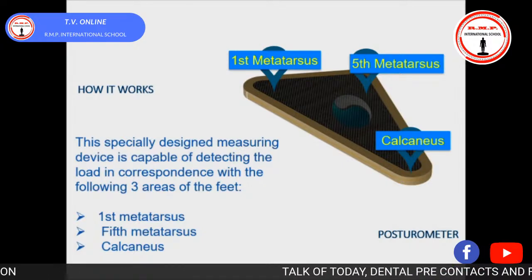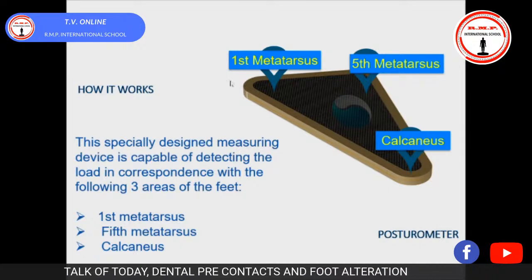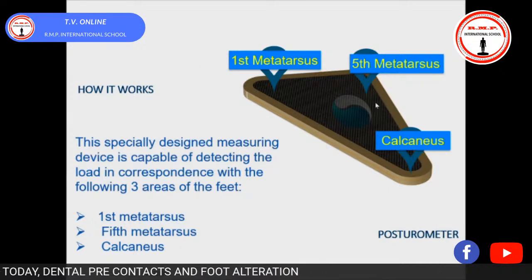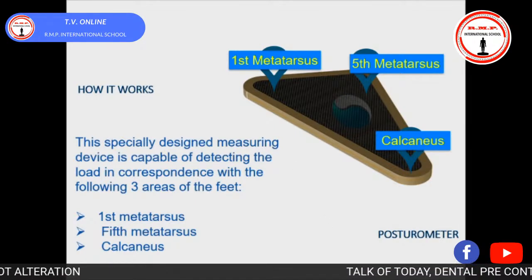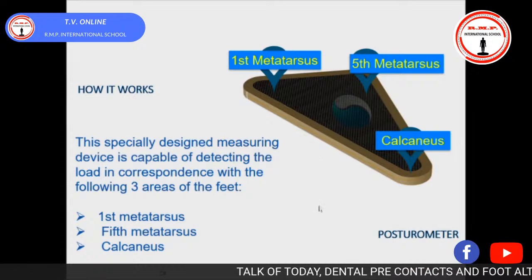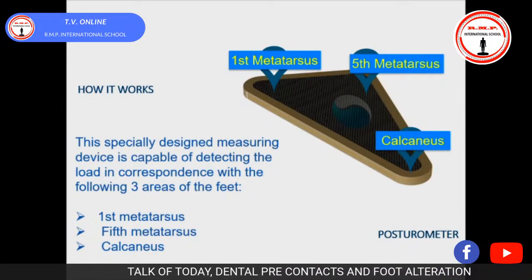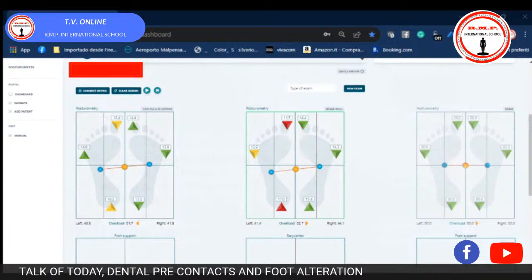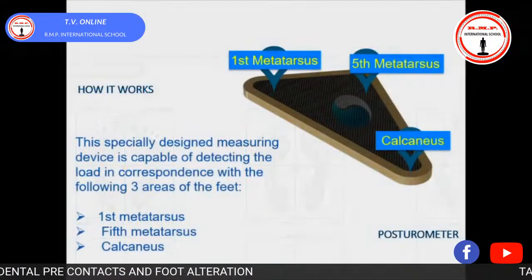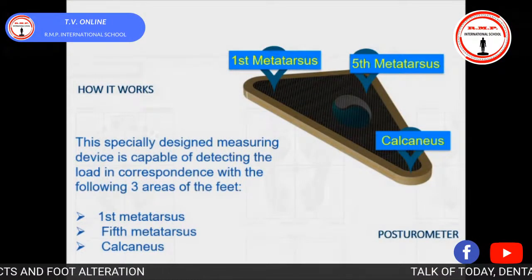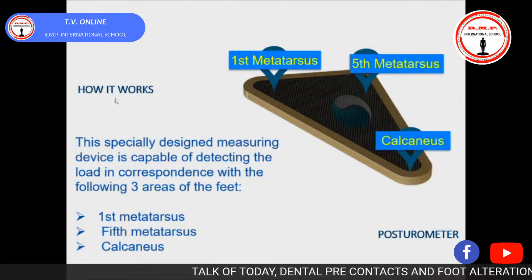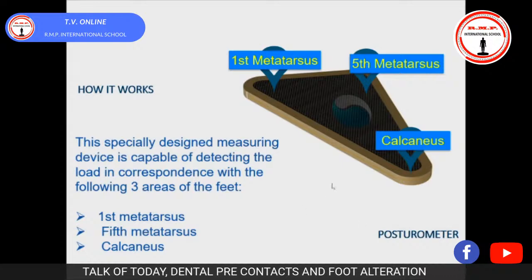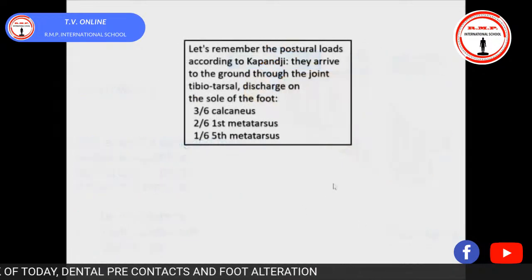First metatarsus, fifth metatarsus, and calcaneus. We have here three sensors, and we can take the measurement, and the software will analyze. Later I will also show you the software. This is the software, I will show you later, okay? And the posturometer, as I told you before, is an objective instrument, and that's very important in medical sciences.